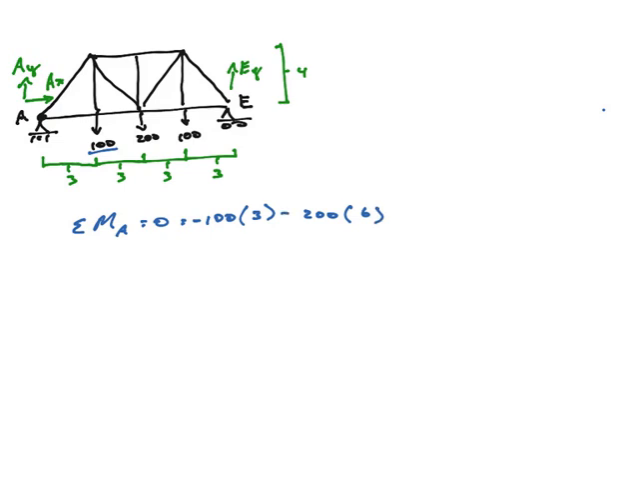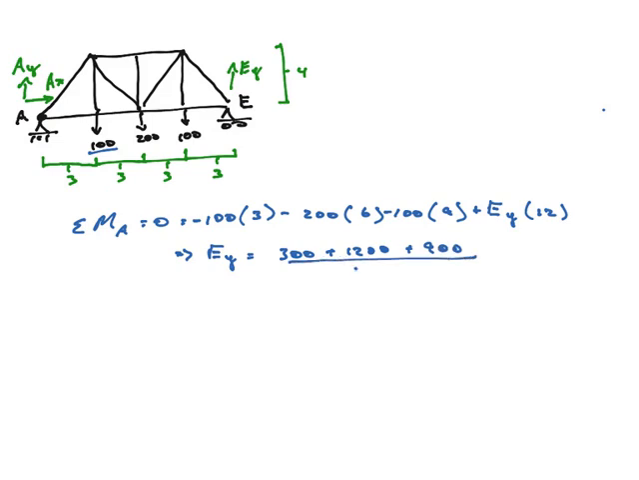He's also trying to make the truss go clockwise. And I've got a 100 Newton force at a distance of 9 away, also clockwise. And then I've got EY, my reaction at E, a distance of 12 away, but he tries to make my truss go counterclockwise, so he's a positive moment. Those are all the forces in my truss that give rise to moments, set equal to 0, and now I could solve for EY. So EY is equal to 300 plus 1200 plus 900, all divided by 12.